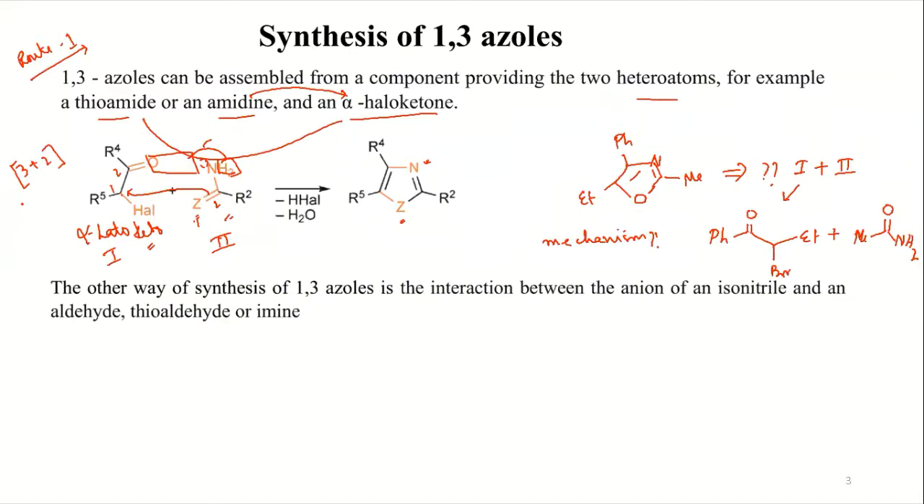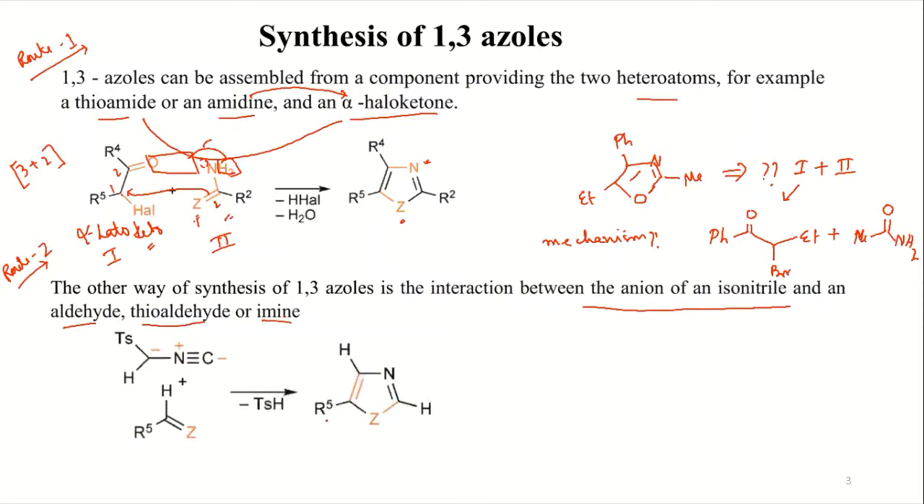Now you have another route. The second route, route 2, is this one. The other way is to do the reaction between the anion of isonitrile and an aldehyde, thioaldehyde or imine. So this is the isonitrile, NC connection. CN is the nitrile; we call the isonitrile the opposite. So this anion, and you have one unsaturated system. These two are producing this one.